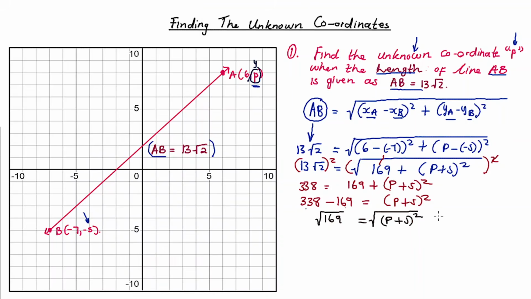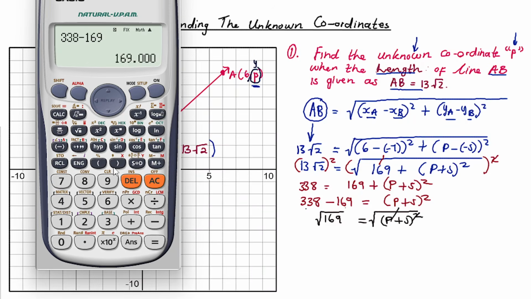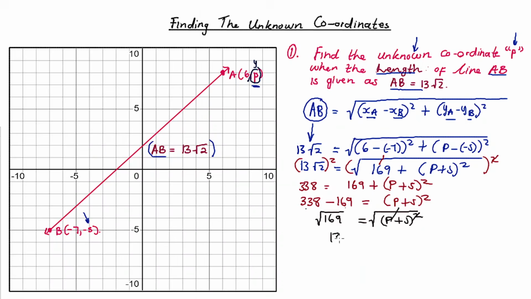Why am I taking the square root on both sides? It's because I want to remove the square. I don't want to foil this out. So I take the square root, right? So this cancels out that. What is the square root of 169? Square root of 169 is equal to 13. It's a perfect square. It's a plus minus, by the way, right?